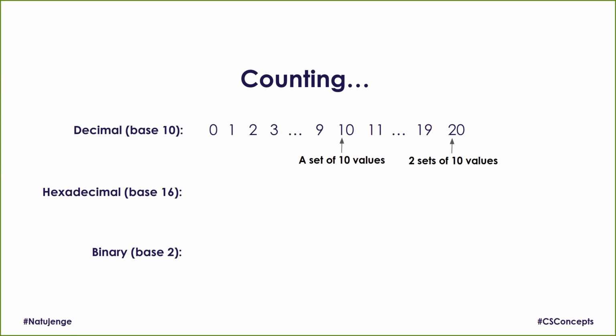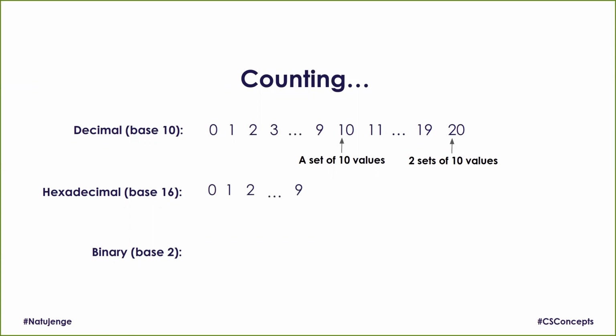Now, once we get to 19, we get to the same problem. The next value, there is no symbol to represent it. So we have 9. When you take it to 10, it becomes a full set of 10. Now we have 2 sets of 10, which we represent as 2, 0, or what we normally refer to as 20.